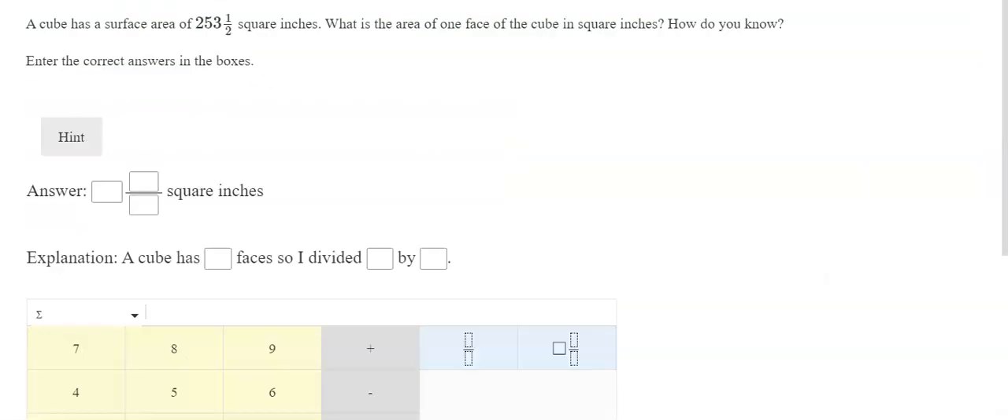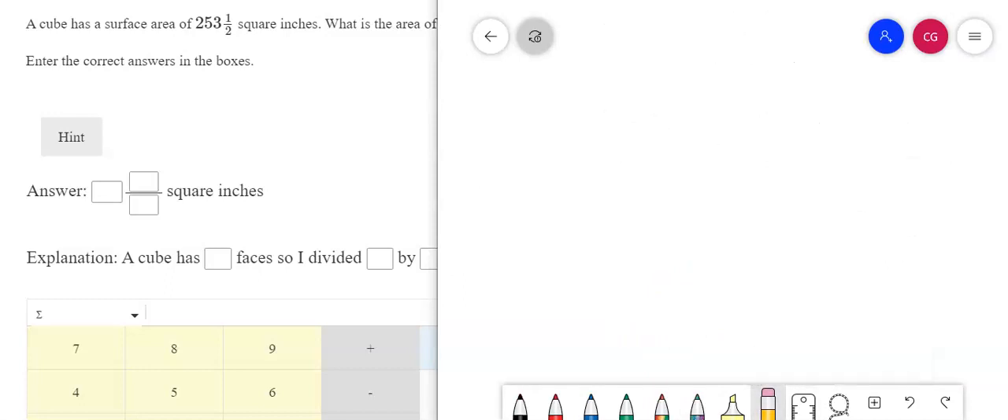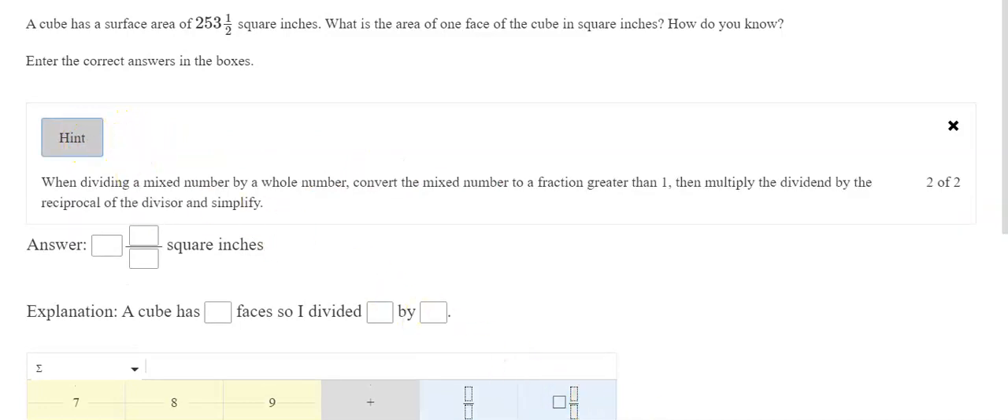Let's look at number 3. A cube has a surface area of 253 1/2 square inches. What is the area of one base of the cube in square inches? Okay, so if we think of a cube, there are 6 sides to a cube. I bet the hint is probably going to get you that. You're dividing the surface area of the cube by the number of sides, and there are 6 sides on it.